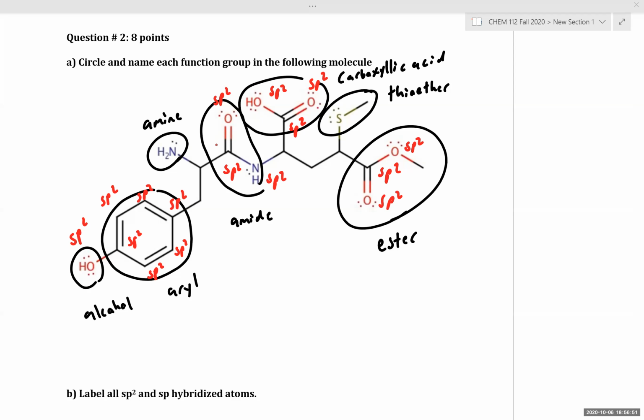And as a result, the amine and thioether prefer to adopt an sp3 hybridization. There's no delocalization of this lone pair and no stabilization of this lone pair via resonance. So there's no reason for the amine and thioether to adopt an sp2 configuration or hybridization.